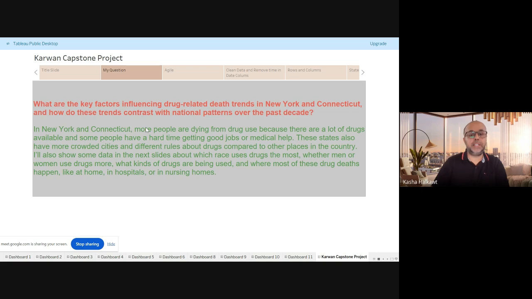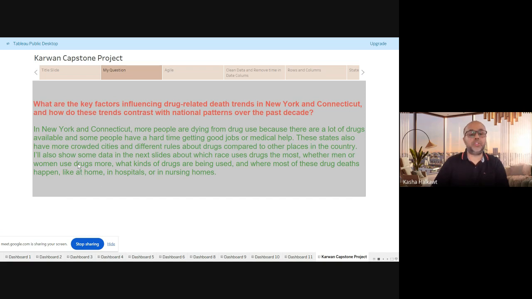In New York and Connecticut, more people are dying from drug use because there are a lot of drugs available. And some people have a hard time getting good jobs or medical help. These states also have more crowded cities and different rules about drug compared to other places in the country.